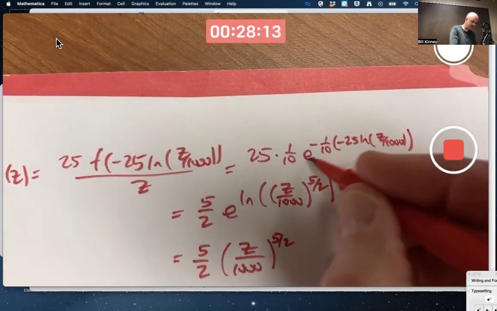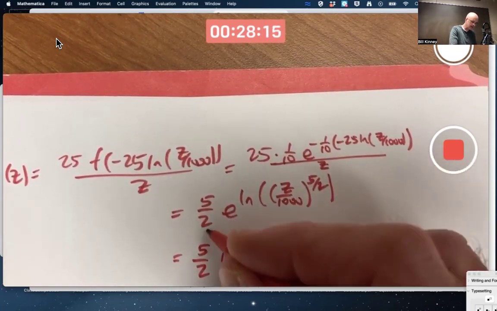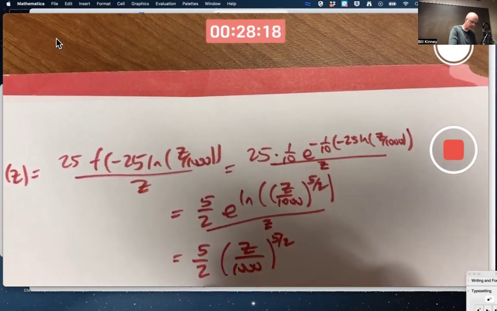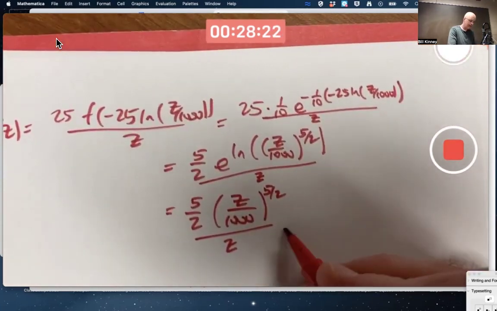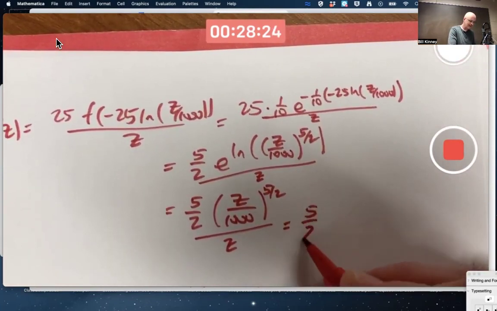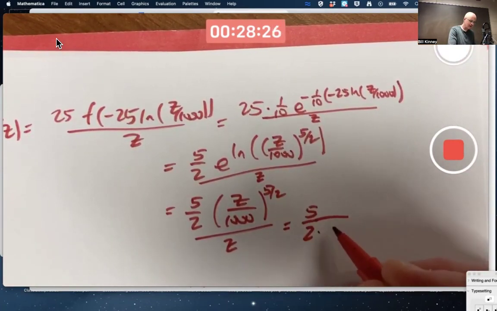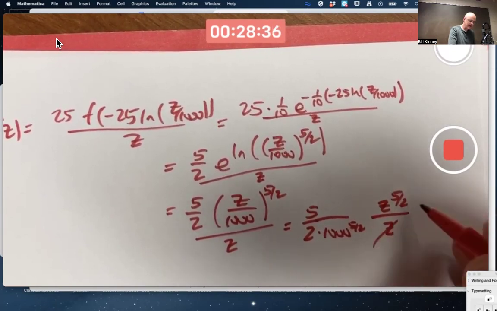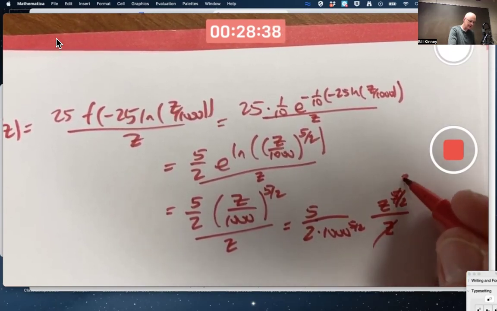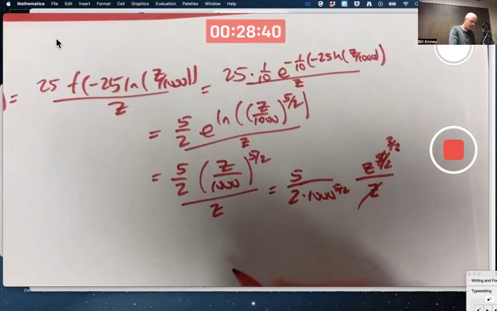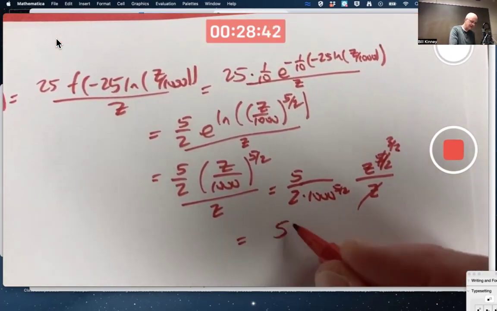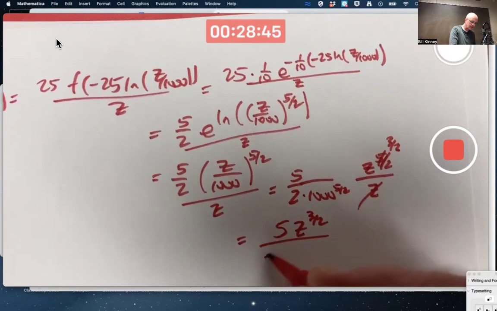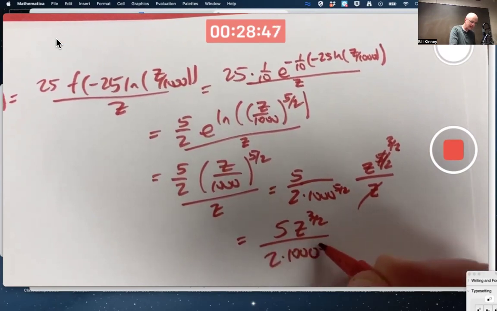Oops, I forgot something. I forgot my over z here. This is all over z. So we get 5/2. Let's put a times 1,000 to the 5/2 here, and z to the 5/2 over z. You get some cancellation to get z to the 3/2 ultimately. It's like we get 5z to the 3/2 over 2 times 1,000 to the 5/2.